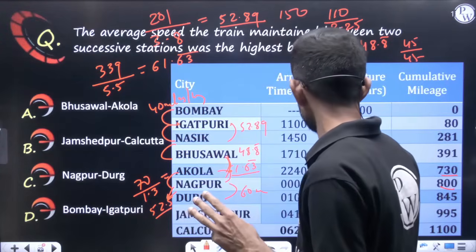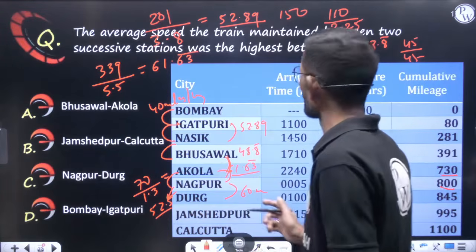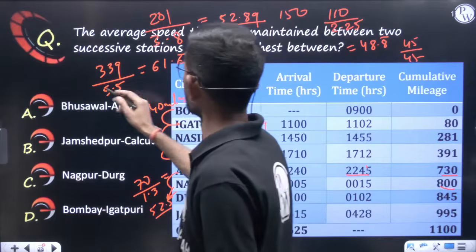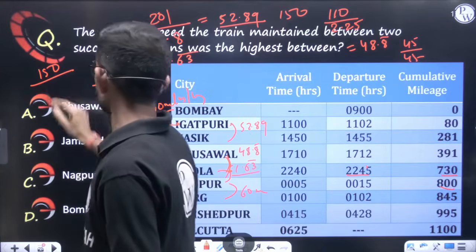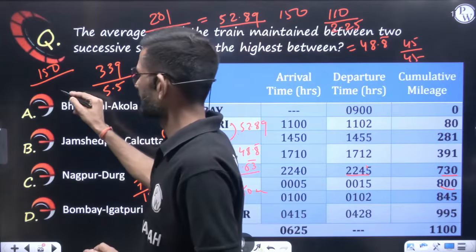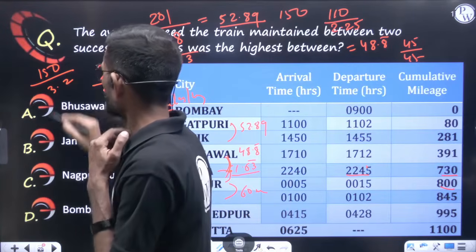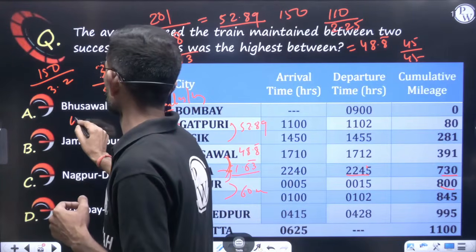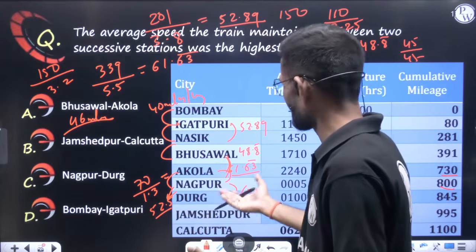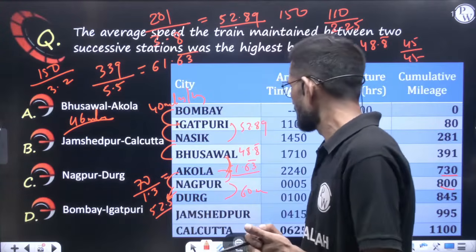Okay, 3 hours and 13 minutes. So 150 miles covered in 3 hours 13 minutes, means 3.2 something. So it will be coming somewhere around 46 miles per hour. 46 miles per hour, that is Durg to Jamshedpur. This is less. Up till now Bhusawal Akola was maximum, which was 61.63.